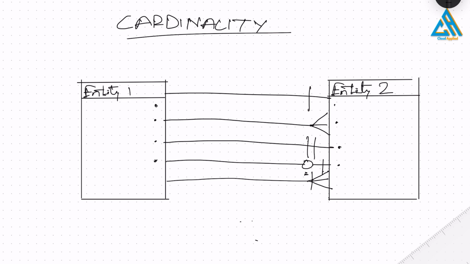This line denotes an instance in entity 1 can have one or many instances in entity 2. And one of the major other ones used is this one. This last one means an instance in entity 1 can either have 0 or many instances in entity 2.